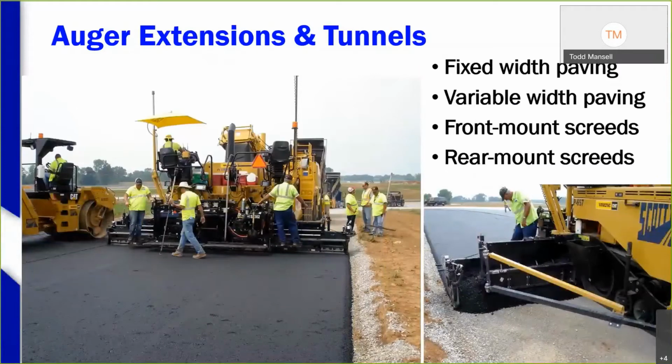So the image here is just showing wider width paving. When we do that, we want to make sure that we have auger extensions to get that mix all the way out to the end gates. And the rule of thumb, or the golden rule, is always have auger or mainframe tunnels in front of the augers to prevent that mix from rolling forward and segregating.